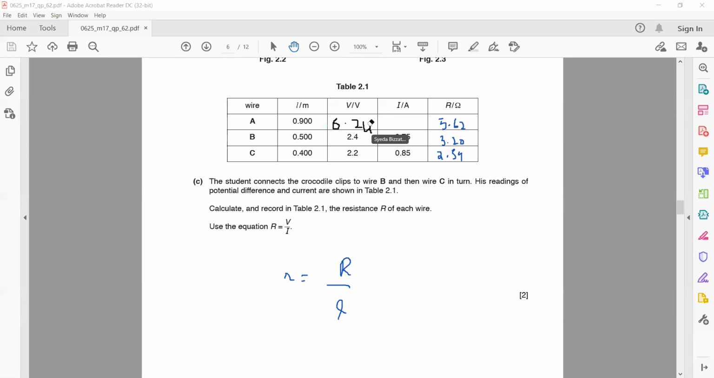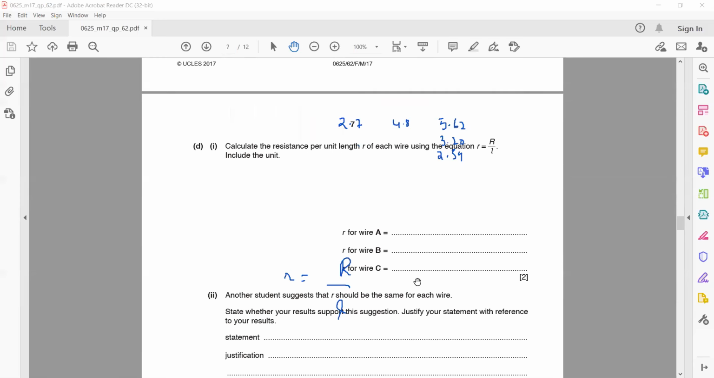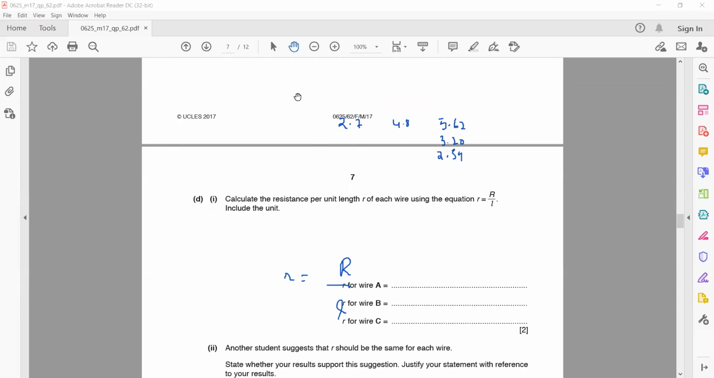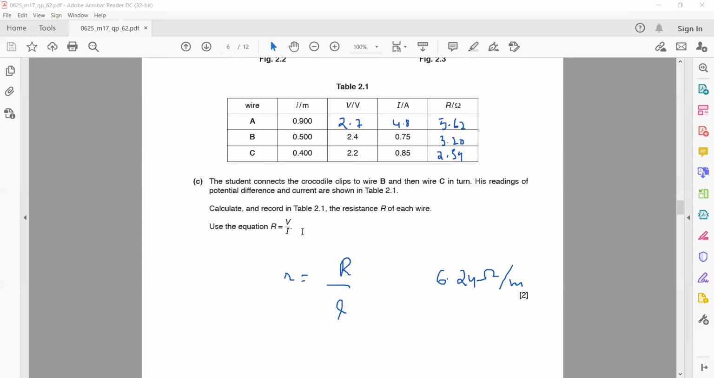Not in this column, we don't have to complete here. This is a voltage value, that is 2.7, and the current was 4.8. We have to complete in this part the resistance of A, which is equal to 6.24, with a suitable unit. The unit for resistance is ohm and the unit of length is, because that was given in meters, so it will be ohm per meter.